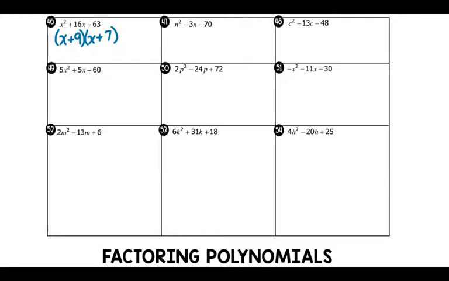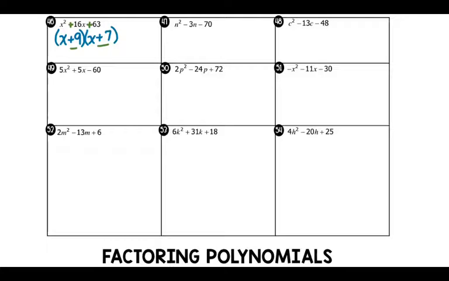And then to figure out your signs, you need to say, okay, since that's a positive 63, then I know that these 2 signs have to be the same, because that's the only way you're going to get a positive 63. Either they're both positive or they're both negative, okay? So to tell what they both are, we look at this sign, and that's a plus. So they're both going to be positive, so a +9 and a +7.